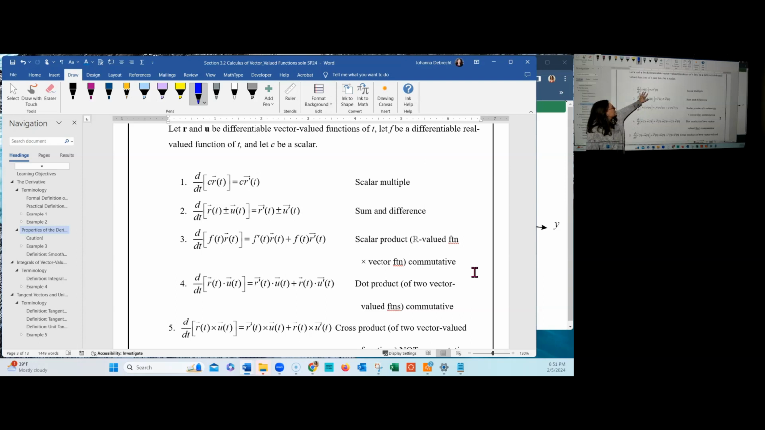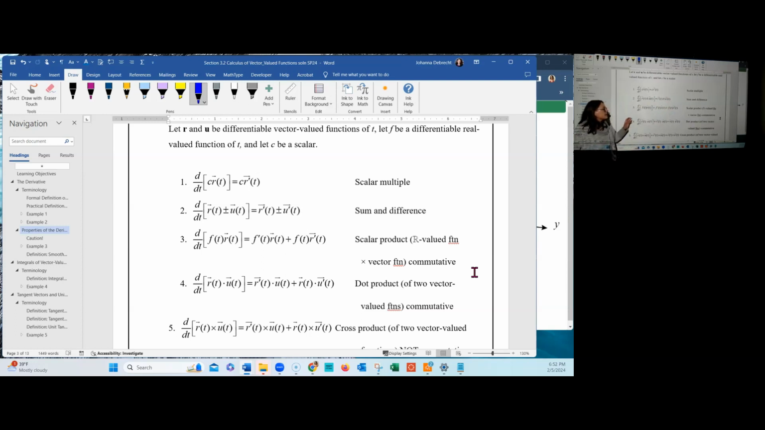So the scalar multiple rule says that if you want to take the derivative of a constant times a vector valued function, you could pull the constant out and then do the derivative of the vector valued function. This is exactly the same as calculus 1. The sum and difference rules tell us that if we have 2 vector valued functions either added or subtracted together, we could add or subtract them first, then do the derivative, or we could take the derivative first and then add or subtract them. This is exactly the same, again, as calculus 1.